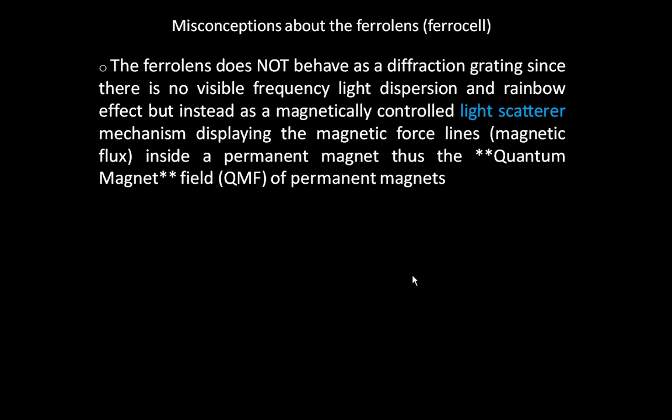Again, my conclusion, in my opinion: the ferrolens does not behave as a diffraction grating since there is no visible frequency light dispersion and rainbow effect, but instead as a magnetically controlled light scatterer mechanism displaying the magnetic force lines, or else magnetic flux, inside a permanent magnet, thus the quantum magnetic field of permanent magnets. So that's it. That was the presentation.